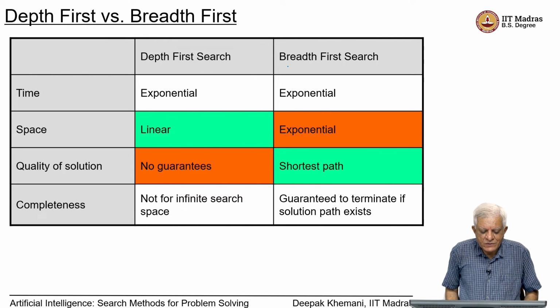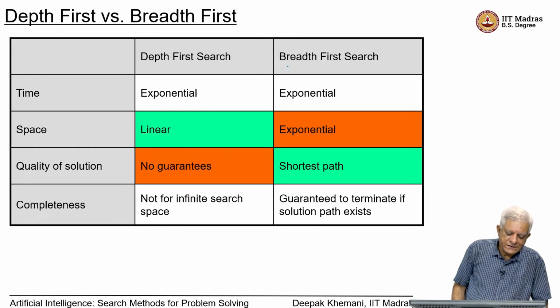So, let us compare the two algorithms on 4 parameters: time, space, quality of solution, and completeness. We have already seen that time complexity for both depth first search and breadth first search is exponential. So, they are equal in that. Remember that time complexity we are measuring as the size of closed, and space complexity we are measuring as the size of open essentially. These are just estimates. When it comes to space complexity, we see that depth first search is the clear winner. It only grows linearly, whereas breadth first search grows exponentially.